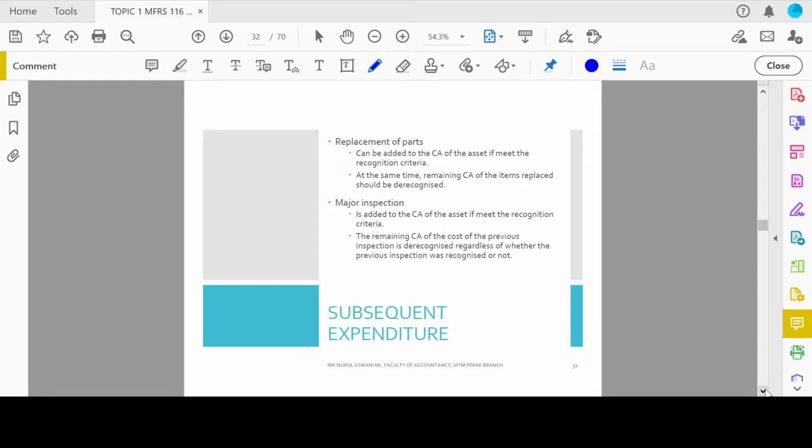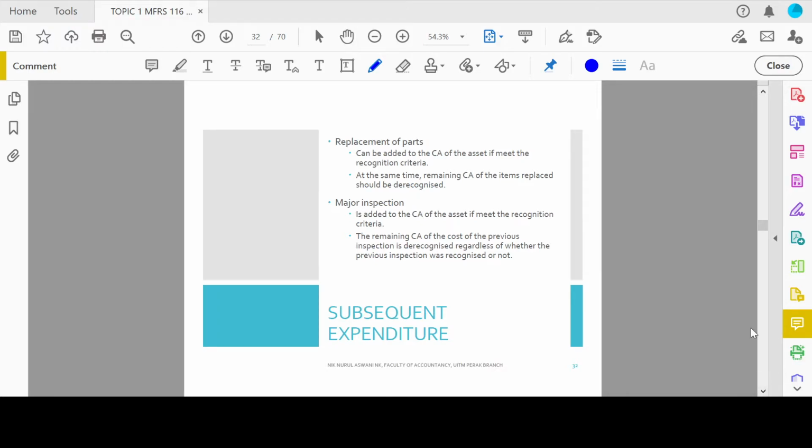For major inspection, it could cost a business millions of money. And for certain industries, major inspection is a must, it is required. If the inspection is not performed, then there is a possibility that the business cannot continue to use the equipment. Therefore, if the major inspection is required, then it can be added to the carrying amount of the asset if it meets the recognition criteria. But again, at the same time, the cost of the previous inspection is to be de-recognized, regardless of whether the previous inspection was recognized or not.